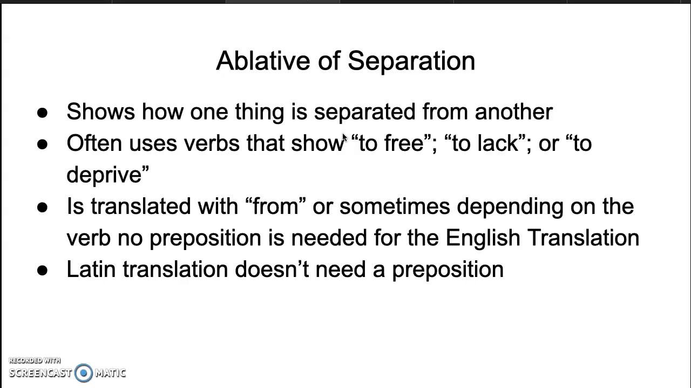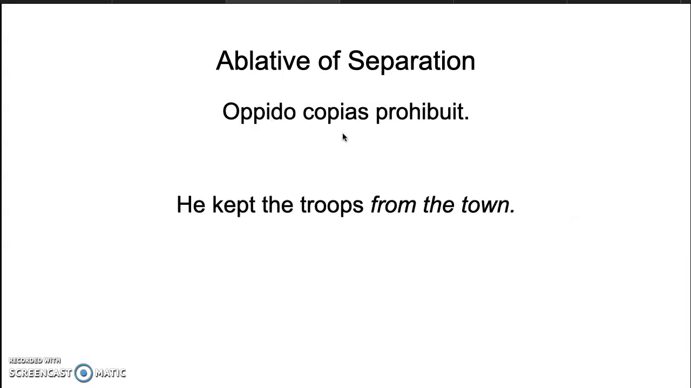Now let's take a look at the ablative of separation. The ablative of separation shows how one thing is separated from another. It's often used with verbs that show some version or variation of to free, to lack, or deprived. It is translated with "from," or sometimes, depending on the verb that we use, no preposition is needed for the English translation. And as always, the Latin translation doesn't need a preposition. So examples. Oppido copias prohibuit. He kept the troops from the town.